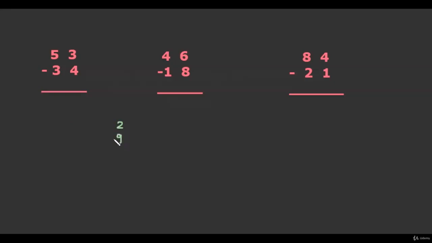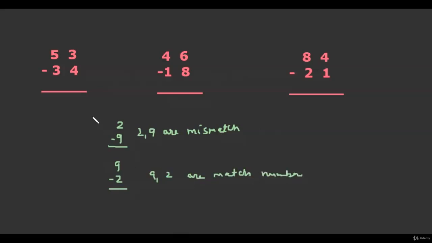If we subtract 9 from 2, this type of subtraction is not possible. In that case, 2 and 9 are called mismatch number. And if we have to subtract 2 from 9, this type of subtraction is possible. So 9 and 2 are called match numbers. And here the subtraction is based on addition. Instead of subtracting and borrowing, this method is based on complements and addition, and it works in the single line.